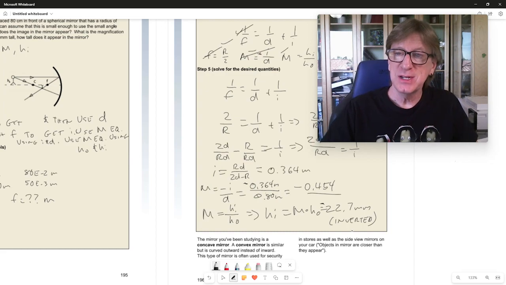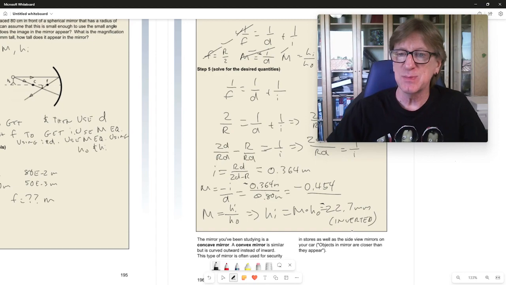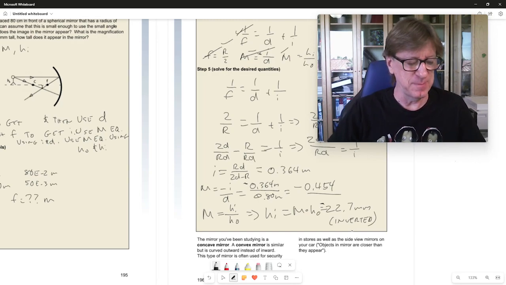So remember, if my image height is negative, my object height is this way, then my image height is this way, then it's inverted. But that makes sense because that also matches our magnification there. But when you're putting in your answers for your homework, be very careful to make sure that you've got the correct sign with that.